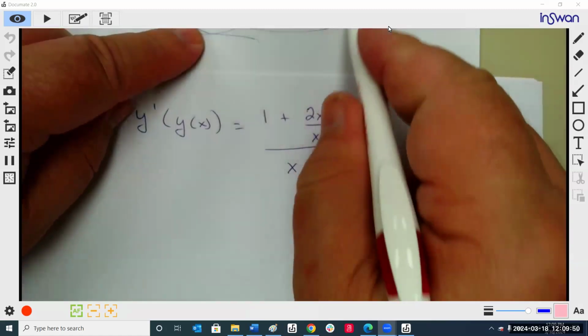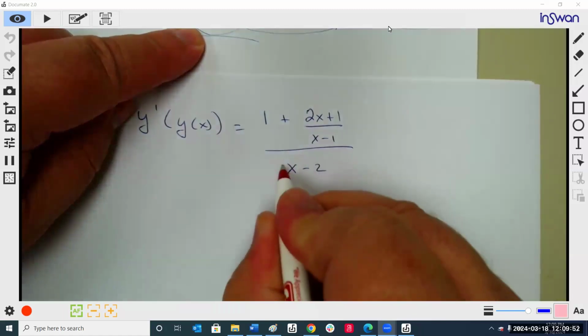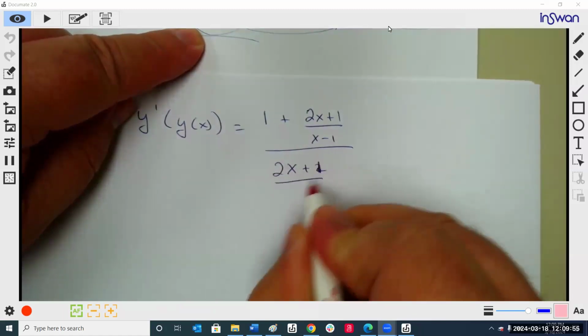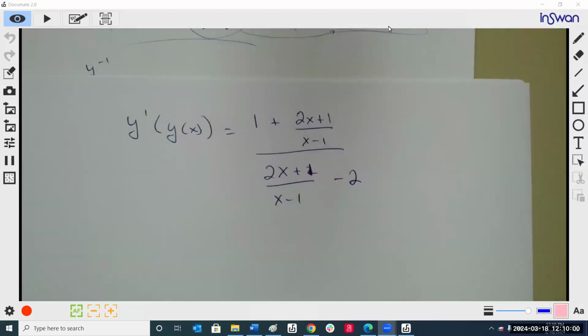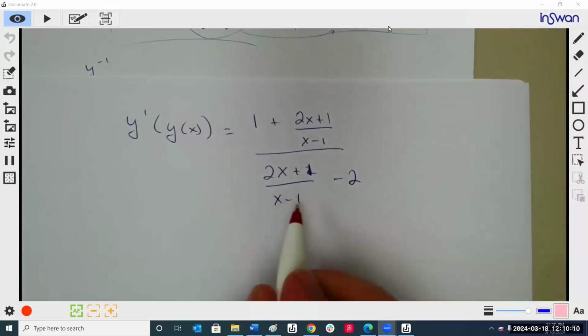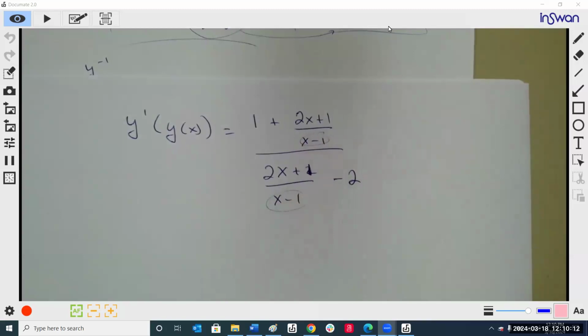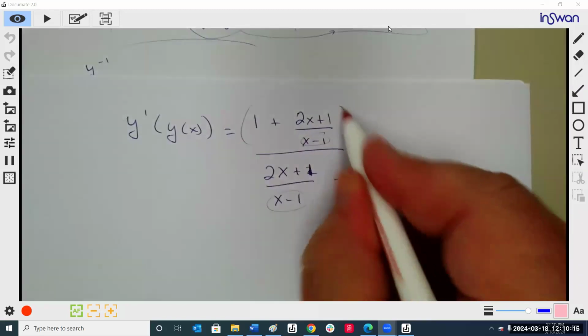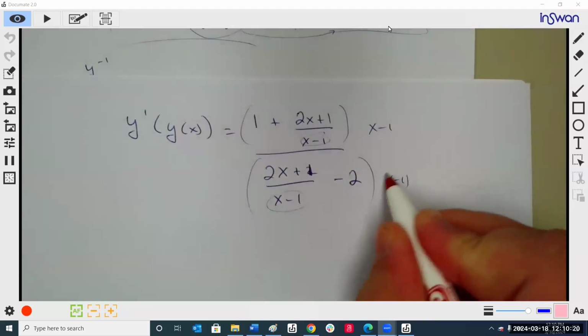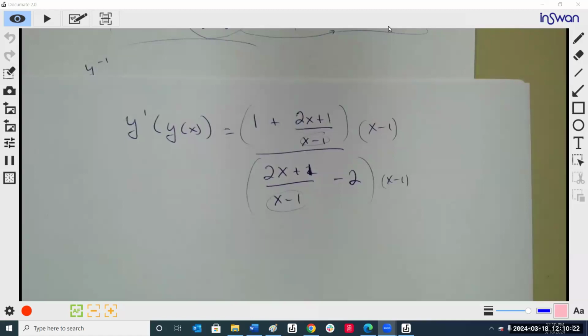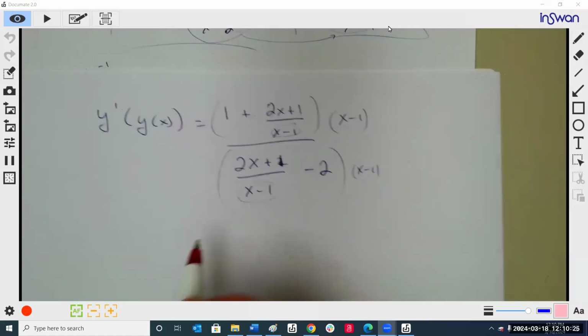Oop, nope, that's an x. This whole thing here goes there. So it's 2x plus 1 over x minus 1 minus 2. Then what do we do? If you multiply the top and bottom by the LCD, which is x minus 1, or take both of those and multiply by x minus 1, it'll simplify the whole top and bottom part.